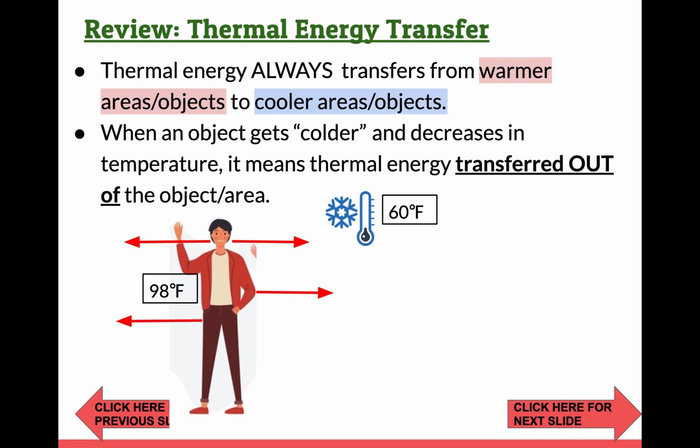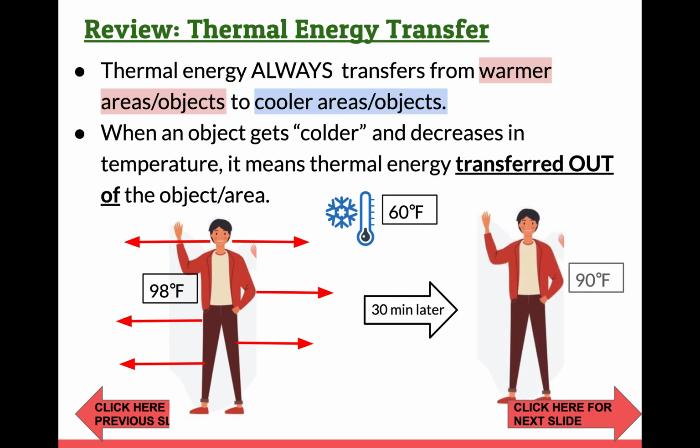Remember, coldness does not move. The cold air will not enter the person. The only thing that moves is heat, thermal energy. So thermal energy will leave the person and go to the cold air outside. So if thermal energy leaves the person, then 30 minutes later, the person's going to be colder. He's going to be 90 degrees. So he's going to feel colder because thermal energy left the warm object.